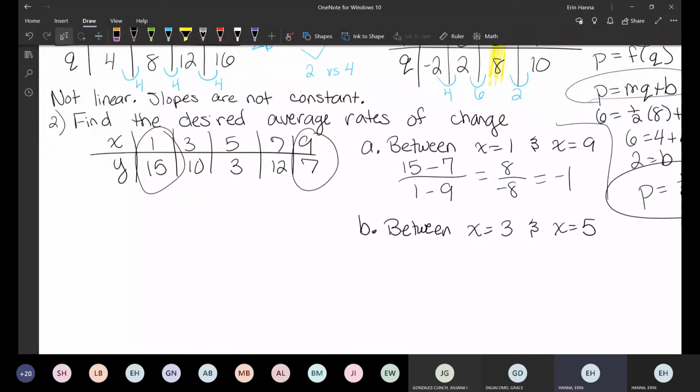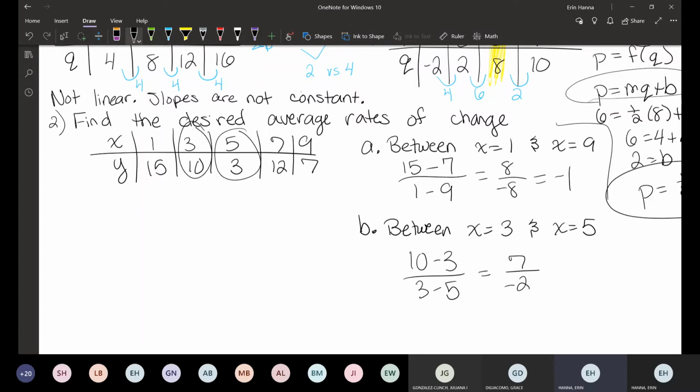And then the average rate of change for 3 to 5 is 10 minus 3 over 3 minus 5. So 7 over -2, and that can't reduce, so just leave it. I mean, you can convert it to a decimal if you feel like it. Savvy?